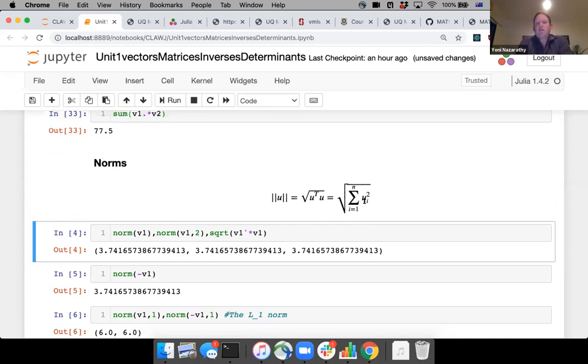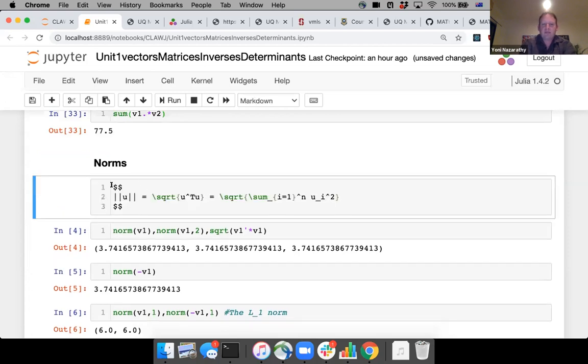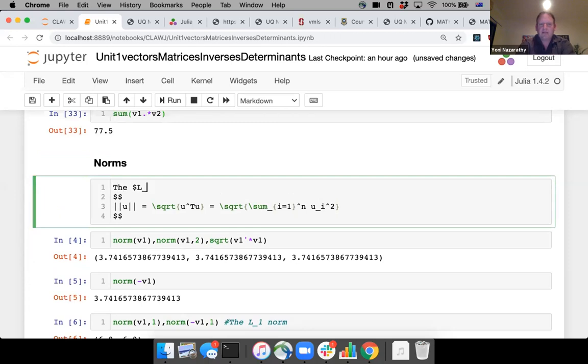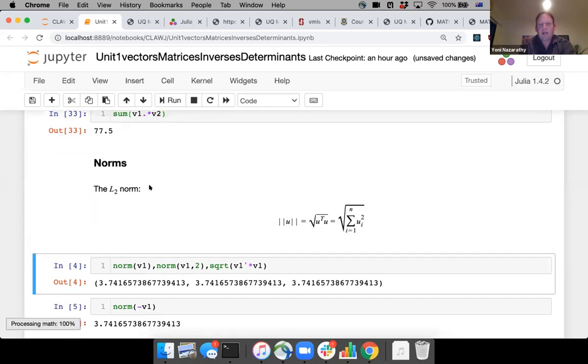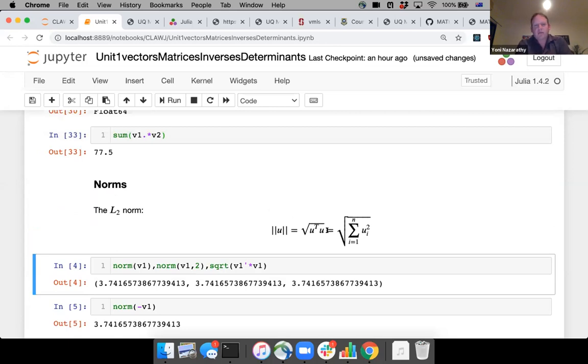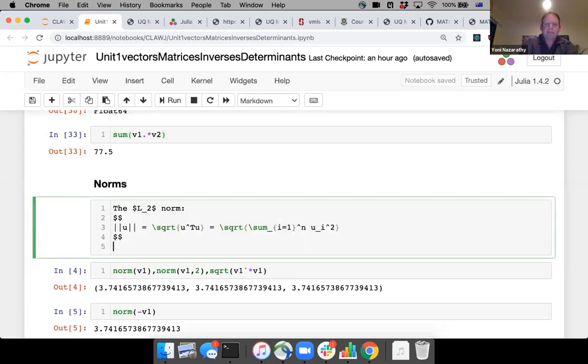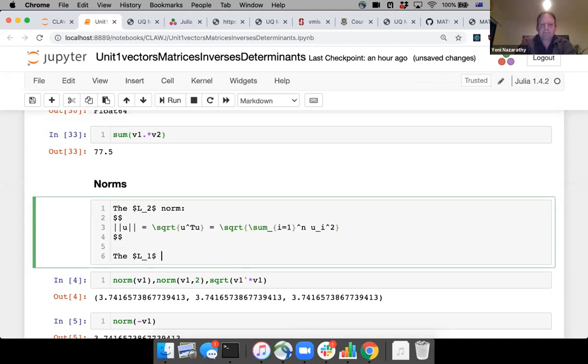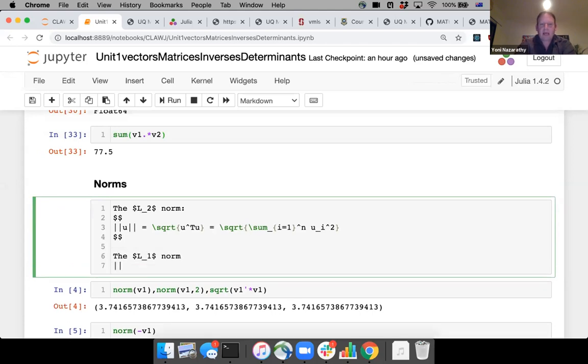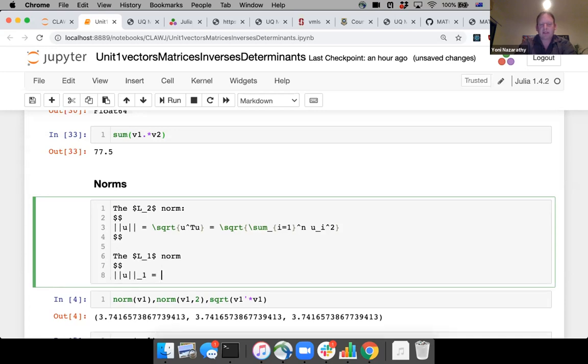This norm is called the L2 norm. There are other norms as well. There's also the L1 norm, for example, and you sometimes put a subscript 1 just so we know it's the L1 norm. I'm writing this directly in LaTeX, so you also see a bit of LaTeX. It is the sum, i from 1 to n, of the absolute value of u_i.